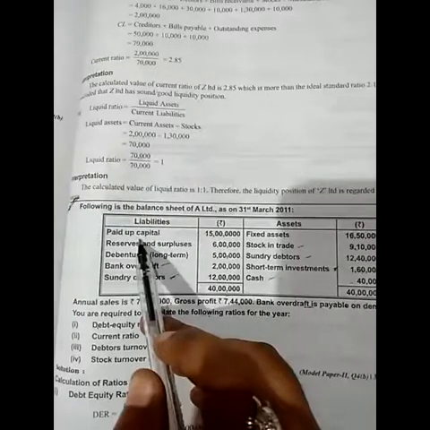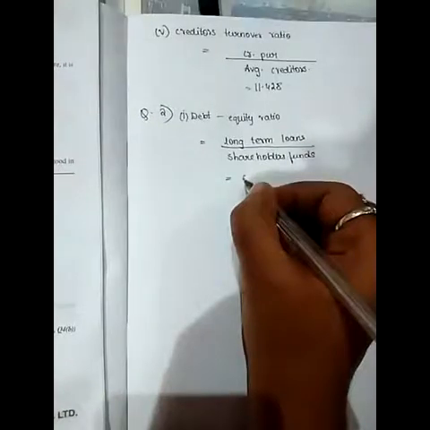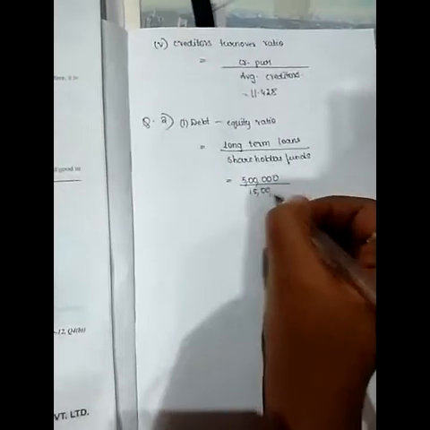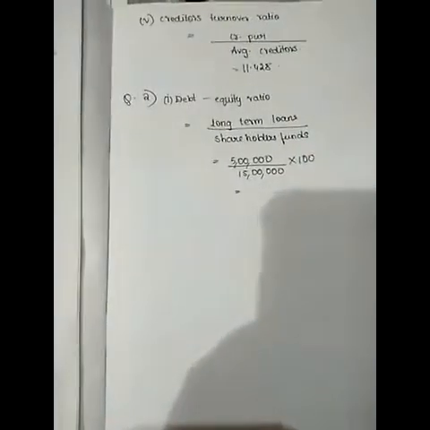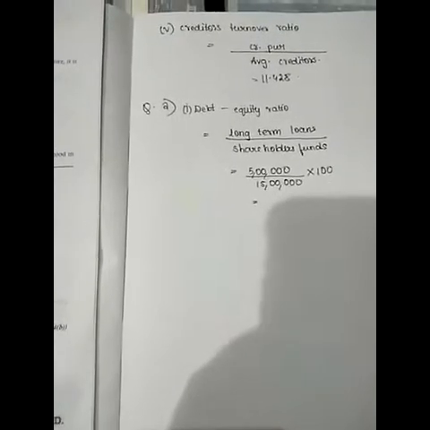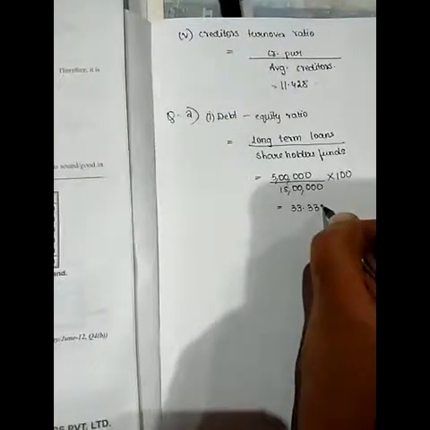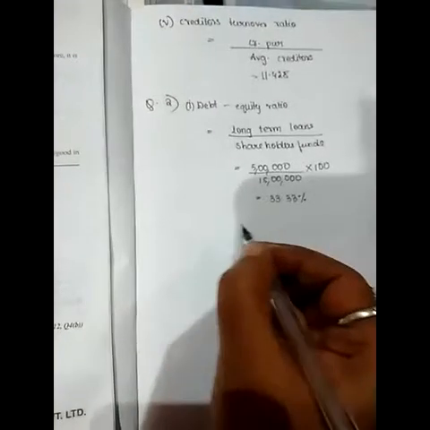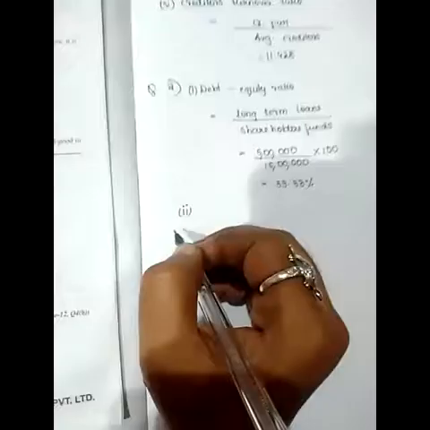So implement the same. Long-term loan is 5 lakhs divided by shareholders fund, 15 lakhs, into 100. So what will I get? 5 lakhs divided by 15 lakhs into 100, which means 33.33%. This is how we calculate the ratio. Okay, easy, right? I hope you are understanding. And I'm explaining well. Please mention your comments in the comment box.